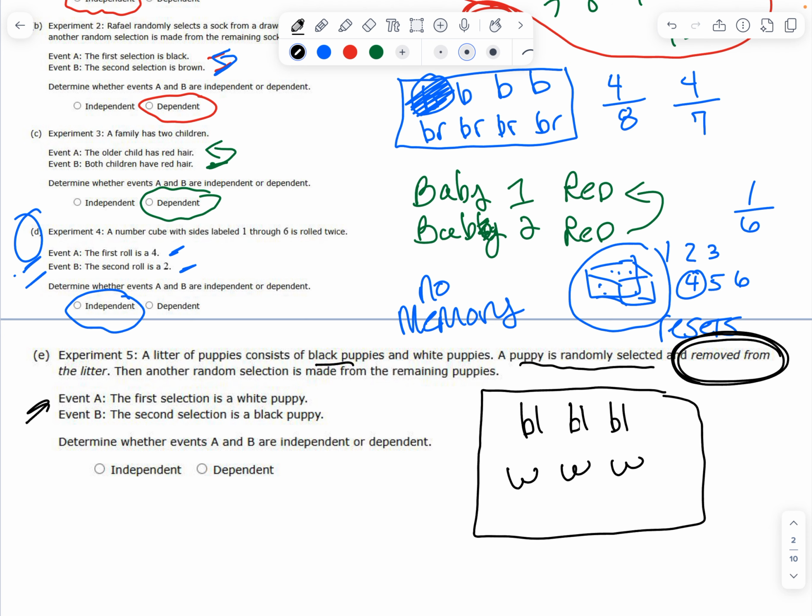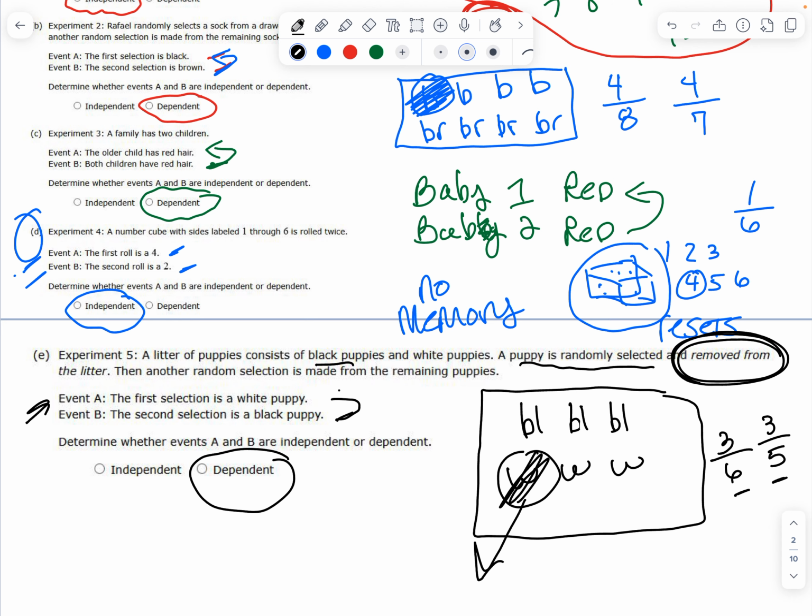Okay, event A. The first selection is a white puppy. So we know that there's a 3 out of 6 chance of getting a white puppy. Now, if they remove the white puppy from the puppy box, the chances of getting a black puppy are 3 black puppies out of 5 total. So see how that probability changed? If probability changes like that, it's probably going to be dependent, right? Because selecting a black puppy is going to totally depend on if they selected a white puppy and removed it from the puppy box.